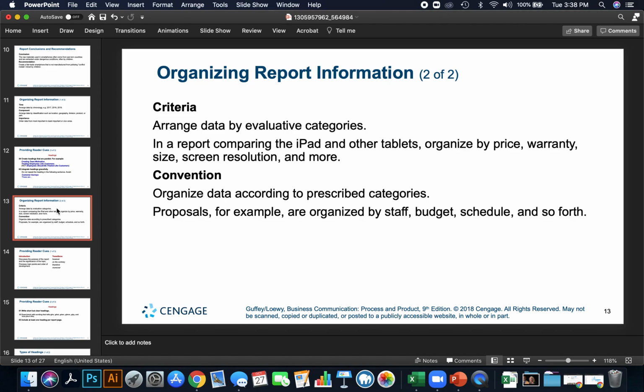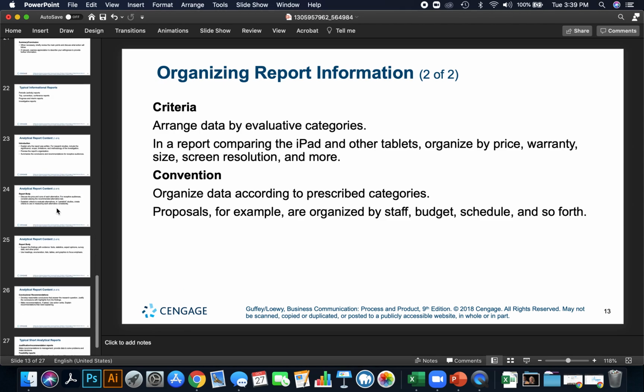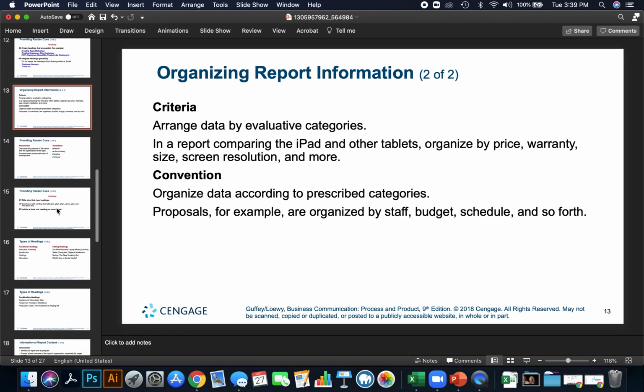Organizing report information. Maybe organize it by criteria. Arrange data by evaluative categories. For example, in a report comparing iPad and other tablets, organize it by the price, warranty, size, screen resolution, and more. Organize by convention. Organize the data according to the prescribed categories. Proposals, for example, are organized by staff, budget, and schedule, and so forth.